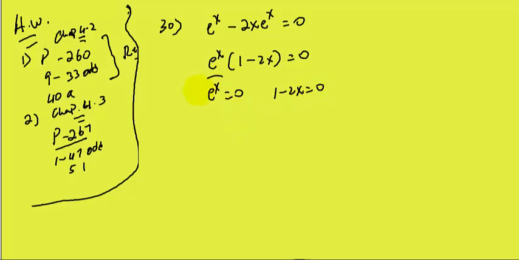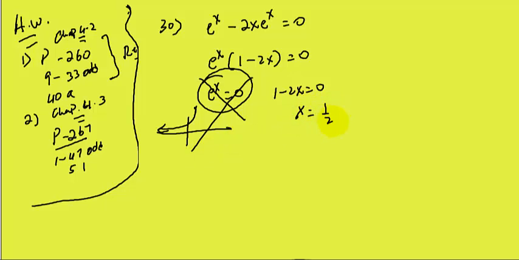So when is e to the x 0? Well, that's something you should know. E to the x looks like that, so therefore it never crosses the x-axis. That's why we get nothing from that. Whereas here we're going to get x is equal to 1 over 2. And there it is. That's your solution.